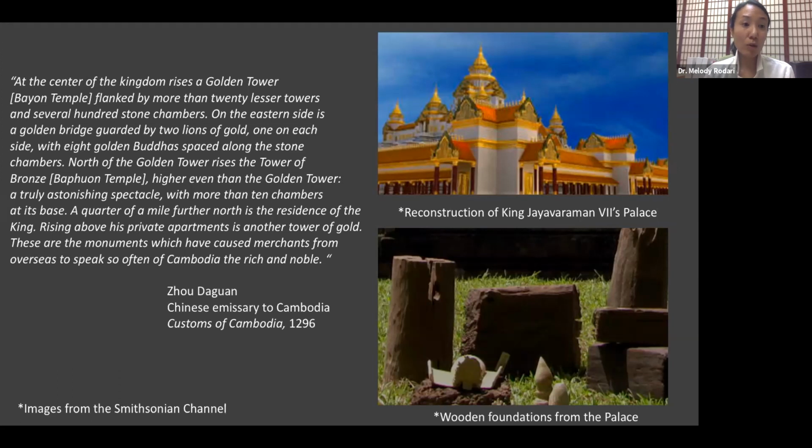On the eastern side is a golden bridge guarded by 2 lions of gold, one on each side, and with 8 golden Buddhas spaced along the stone chambers. North of the golden tower rises the Tower of Bronze, another temple, the Baphuon, higher even than the golden tower, a truly astonishing spectacle with more than 10 chambers at its base. A quarter of a mile further north is the residence of the king. Rising above his private apartments is another tower of gold. These are the monuments which have caused merchants from overseas to speak so often of Cambodia, the rich and noble.